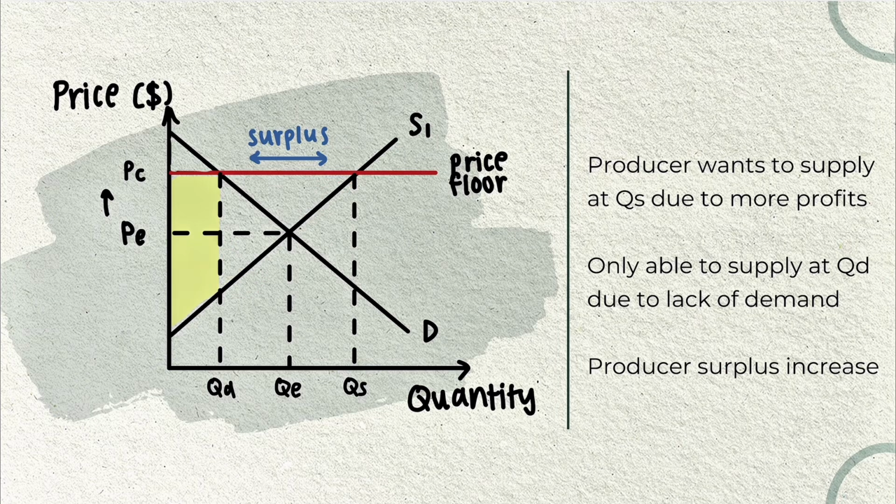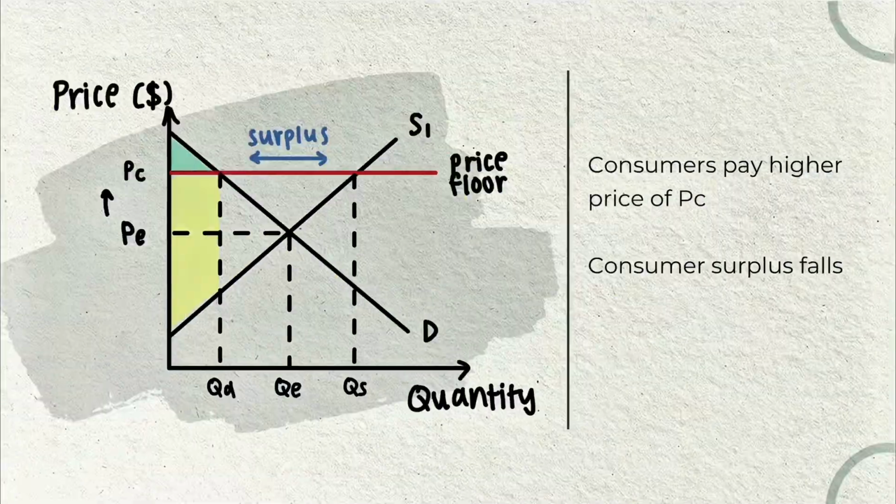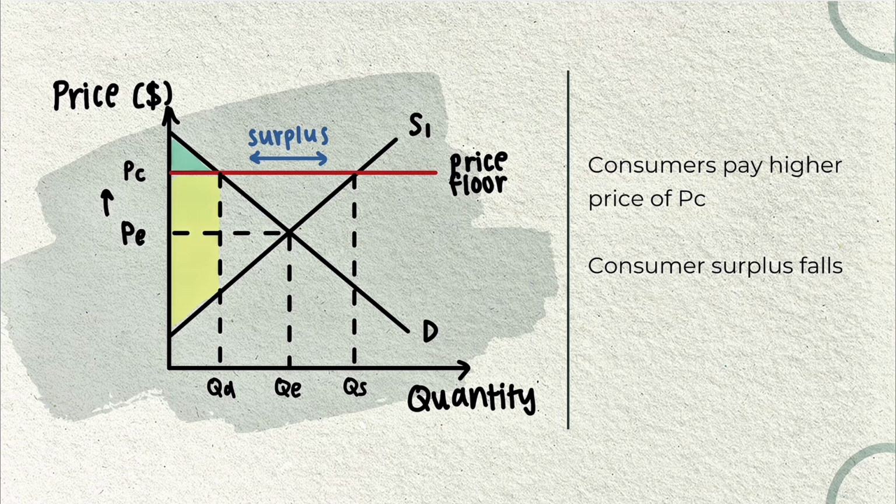The new producer surplus is shaded in yellow on the diagram, and the surplus is taken away from the consumer surplus. And in the case for the consumers, the consumer surplus is only this small triangle here, as part of the original consumer surplus is taken away by the producer.